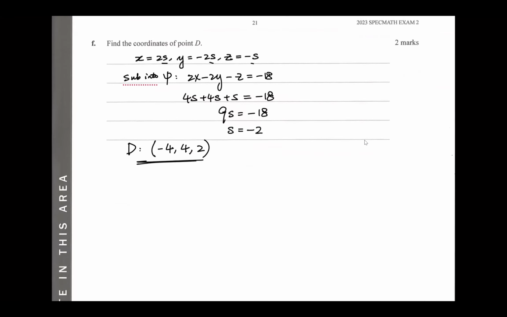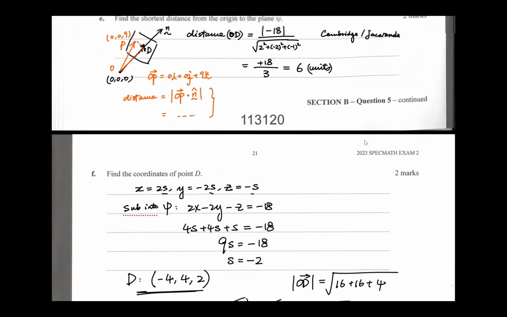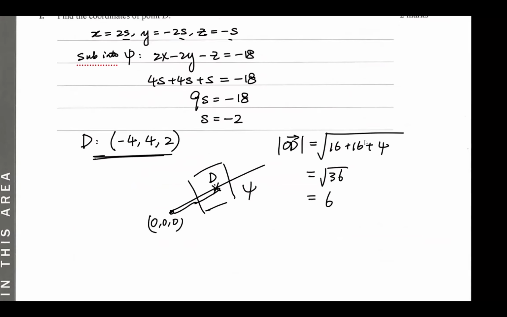And actually, because, for example, if this is phi, this is the origin, this is D, we can find the vector length OD here. So OD is going to be square root of 16 plus 16 plus 4. That's root 36, and that is 6. Actually, this is the answer to part E as well. Okay. Nice.